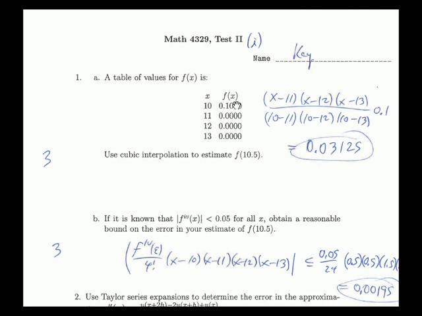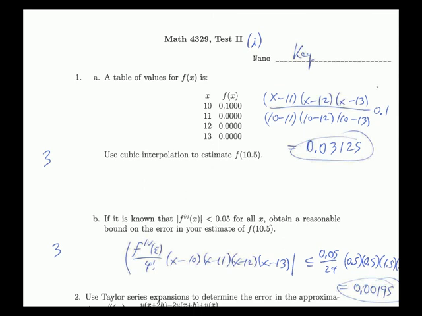Well, fortunately, only one of the F's is non-zero, so normally there'd be 4 terms. The first one is F at 10 times x minus everything except 10 over 10 minus everything except 10. But the other 3 terms are 0 because F is 0 at those, so this is all there is. And you don't need to multiply it out to get the actual cubic. Just plug in 10.5 for x, grind it out, and you get this.